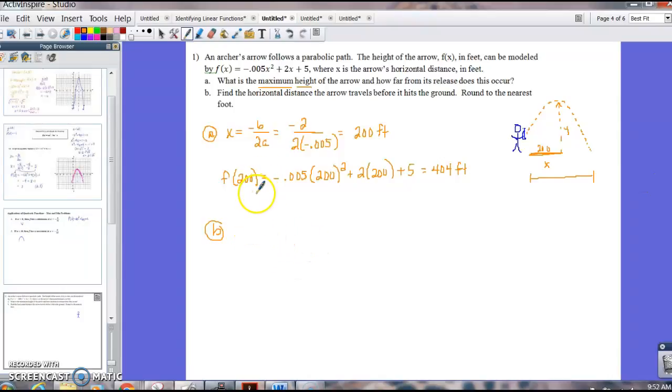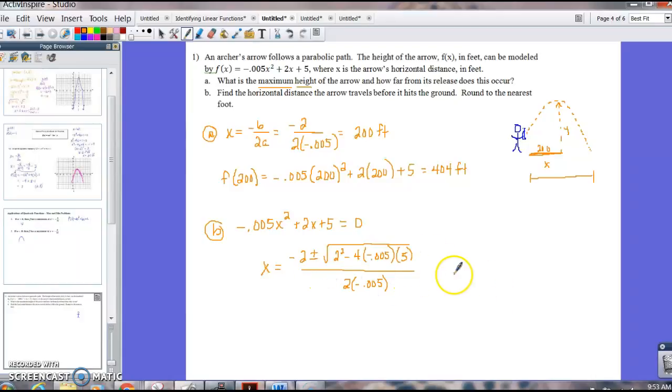So what I'm actually going to do is set my original function, negative 0.005x squared plus 2x plus 5, I'm going to set that equal to 0. And I'm going to go ahead and solve that. I'm not going to try and factor that. That would be crazy. If I just go ahead and do the quadratic formula, I think that's going to make life a lot easier. So negative 2 plus or minus the square root of 2 squared minus 4 times a times c, all of that over 2a.